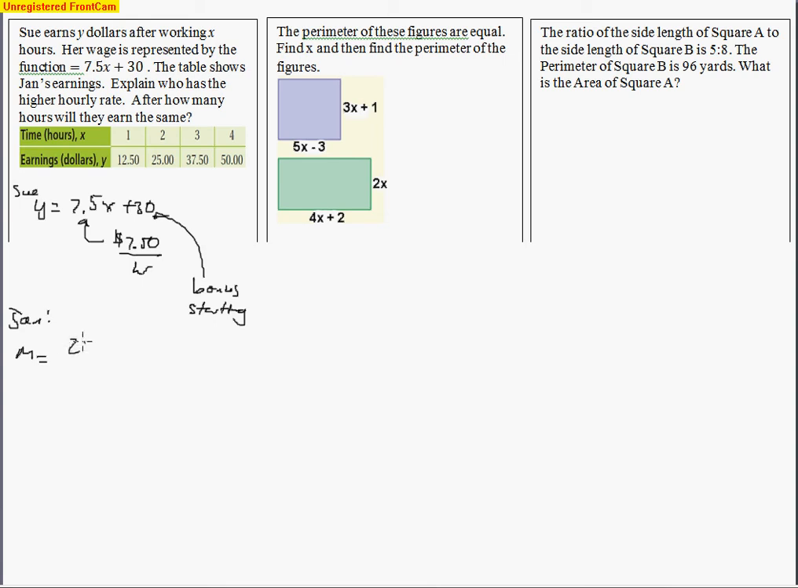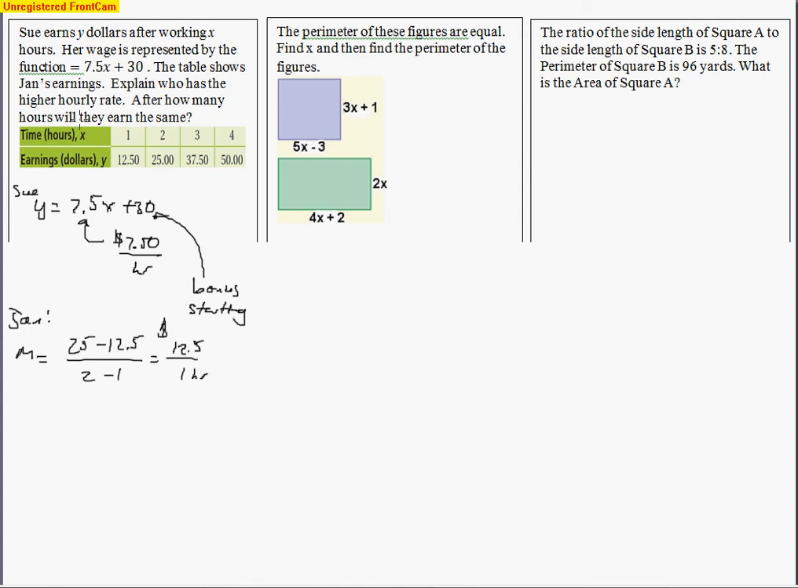It's 25 minus 12.50, and then divided by 2 minus 1. So I'm just subtracting the y values with the difference of the x values. And that gives me $12.50 over 1. So it tells me that for 1 hour's worth of work, she earns $12.50.